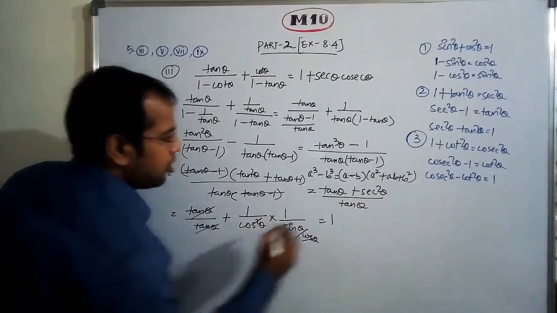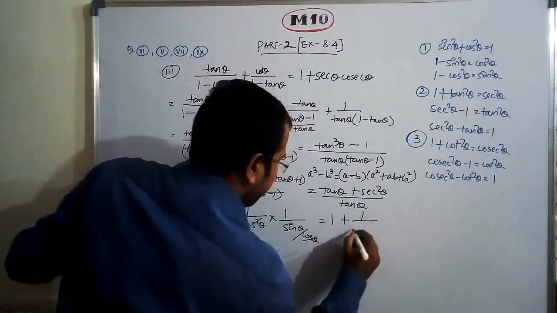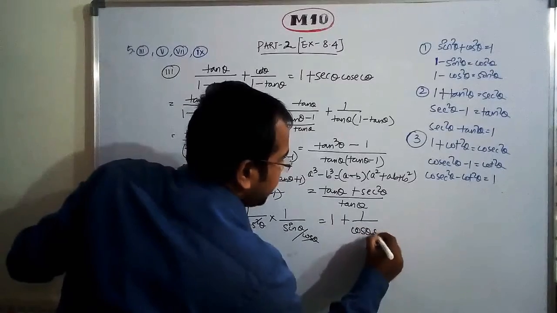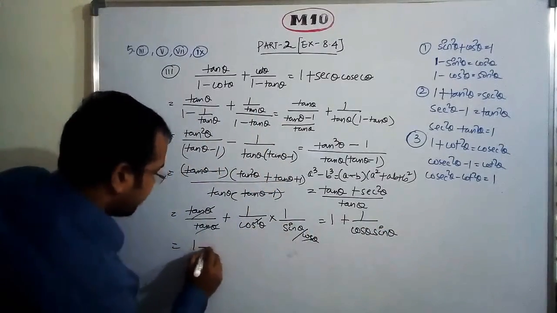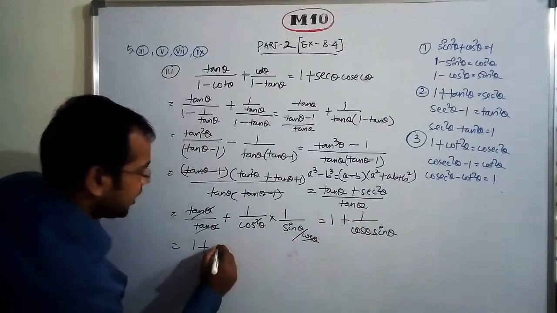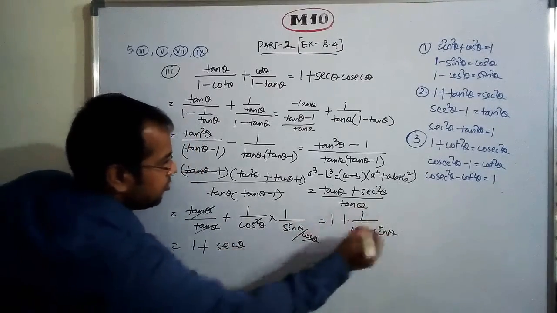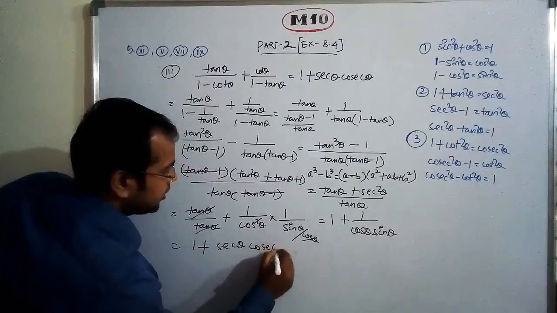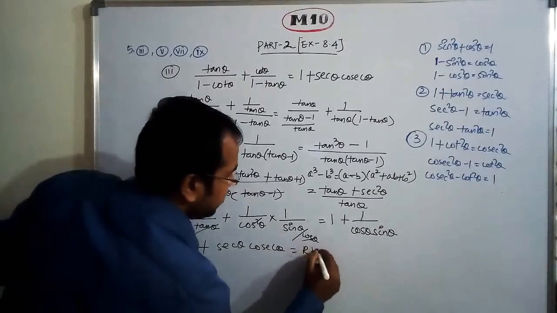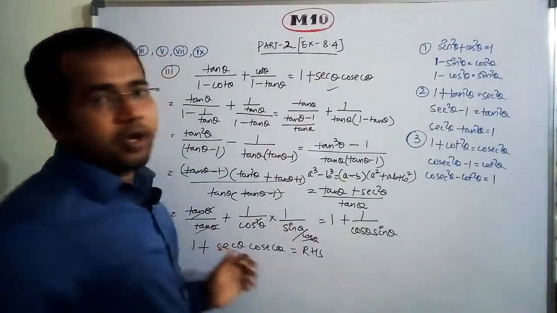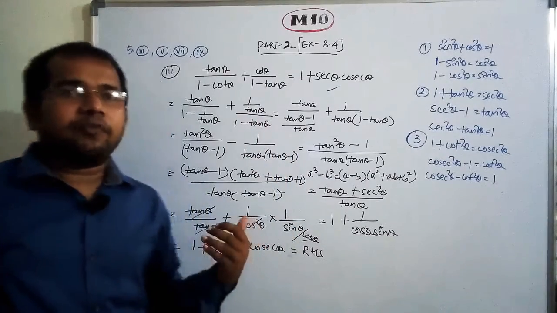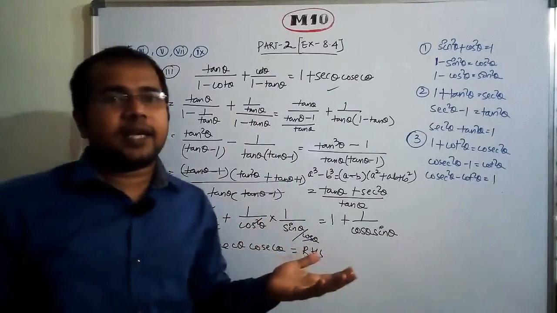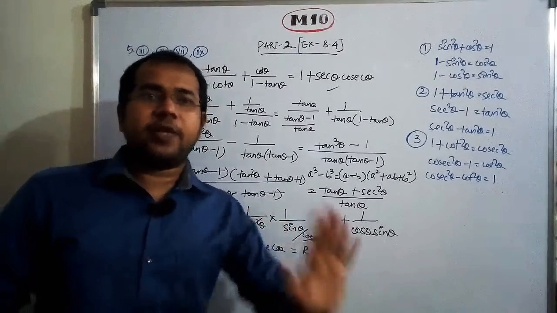Cos theta, 1 cos theta will be cancelled out. You will get 1 by cos theta into sin theta. Now see here. 1 plus 1 by cos theta is nothing but your sec theta, and 1 by sin theta is your cosec theta. Okay, which is nothing but your RHS here. Okay, so students, this problem may look difficult, but if you solve it, you will ultimately get the answer, and if you practice it, it will be easier.